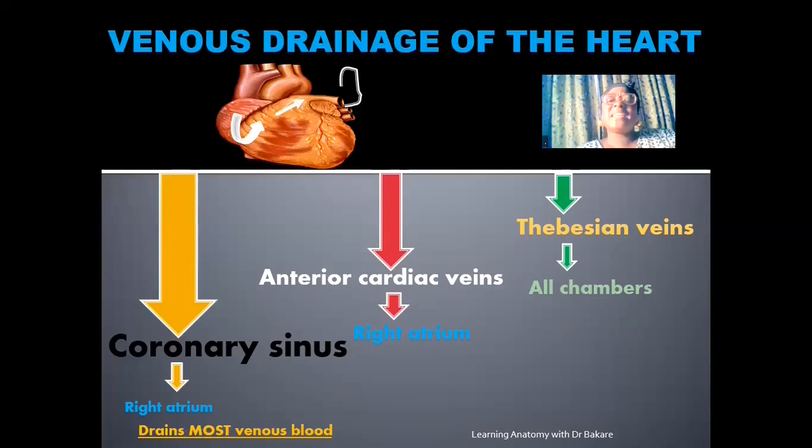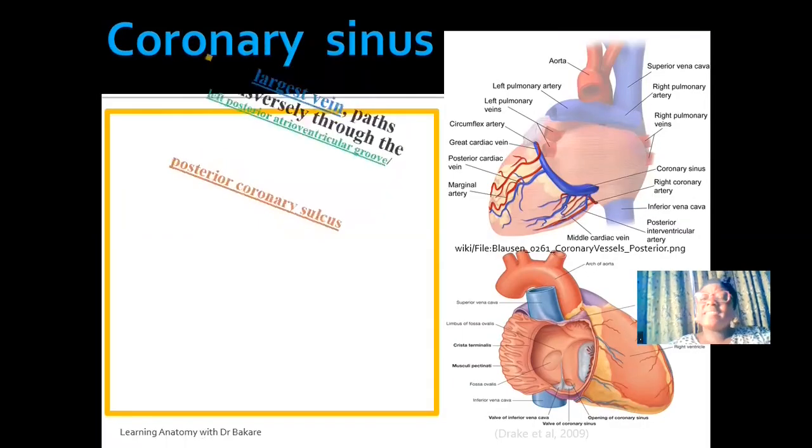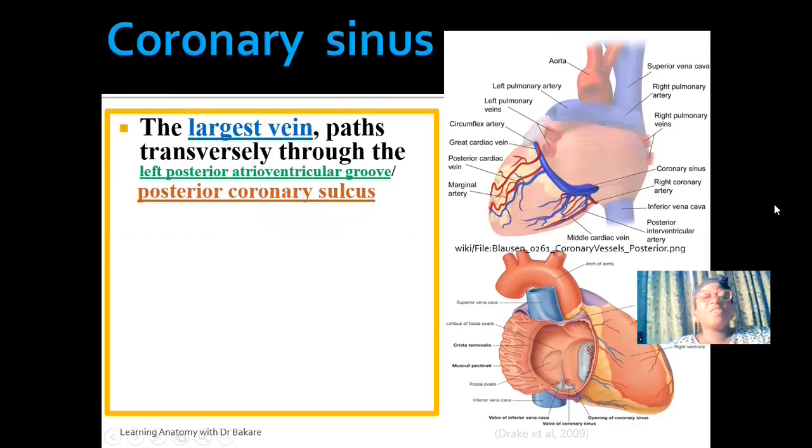So we are going to be taking each of these routes one after the other to see where they pass through and where they will be finally drained into. So let's go through the coronary sinus first, which is the major part of venous blood collection before it is finally delivered into the right atrium. So the coronary sinus is the largest vein of the heart.